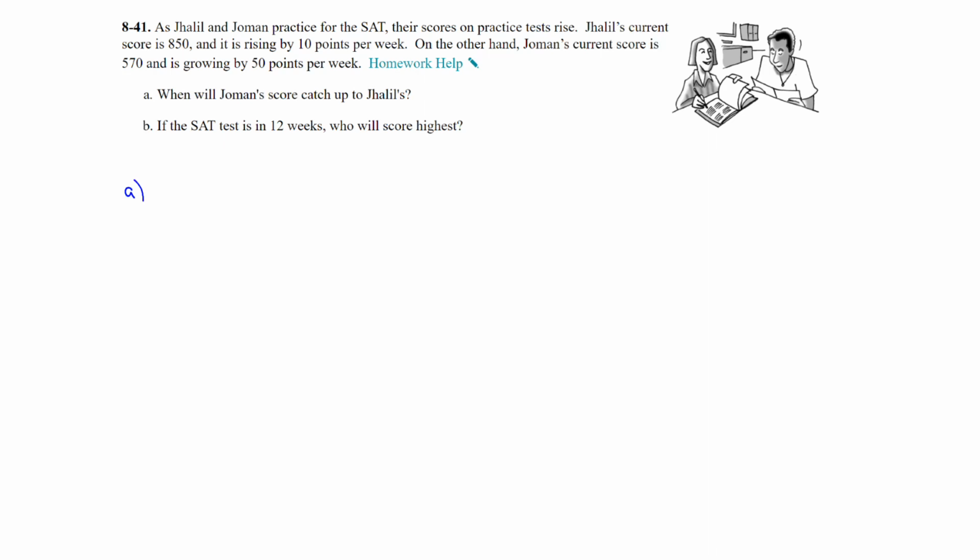All right, so what we don't know is how many weeks. So let's let W equal the number of weeks. And then we have 2 scenarios. We have Jalil's current score is 850 and is rising 10 points per week. So we have 10 points per week plus 850 as the expression. And then Joman's current score is 570 and is growing 50 points per week.